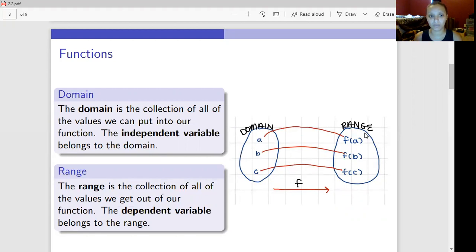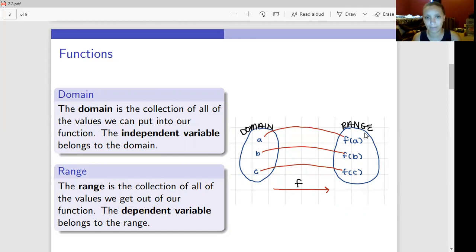And then we have our output, which is the range. The range is the collection of all the values we get out of our function, and the range is full of dependent variables. So again, y equals mx plus b. x is the independent variable. y is the dependent variable. I put something in, x, and I get something out, y.